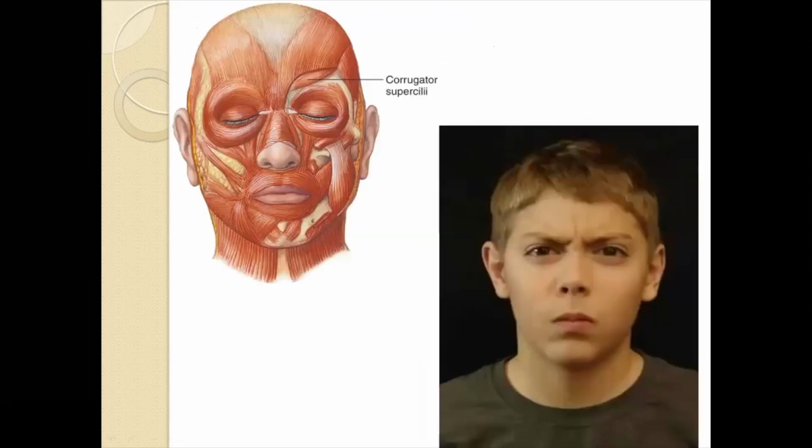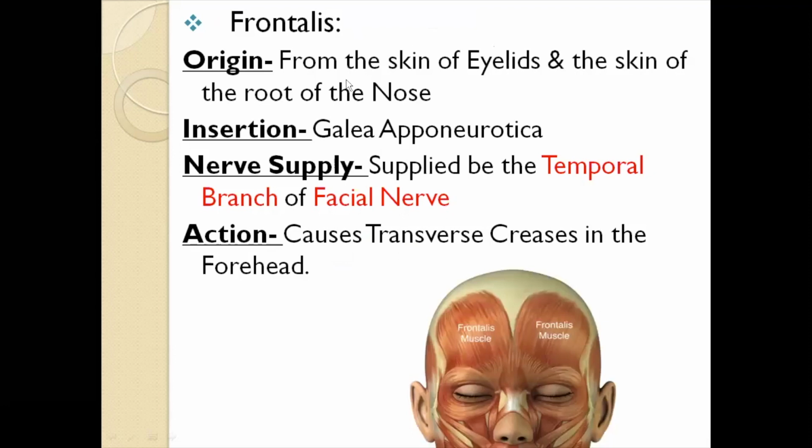Now coming next to the frontalis muscle. The frontalis muscle originates from the skin of the eyelids and the skin of the root of the nose, somewhere here. You can appreciate it in the diagram, and it inserts into the galea aponeurotica.